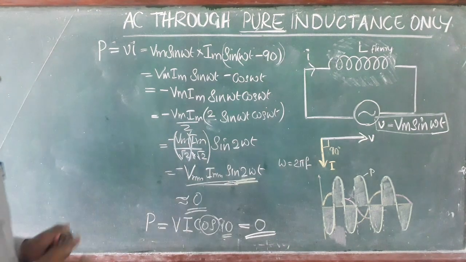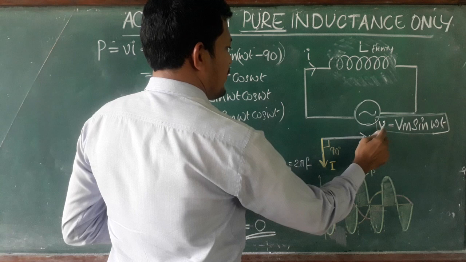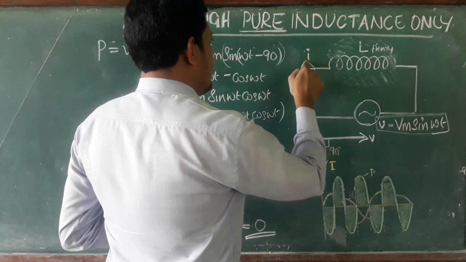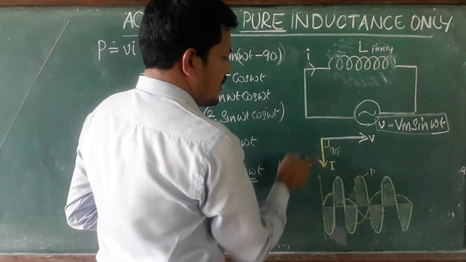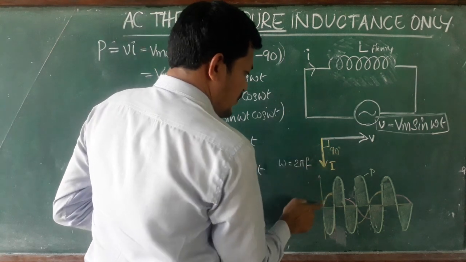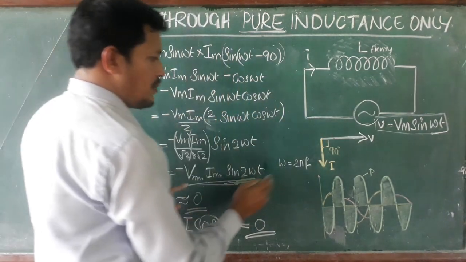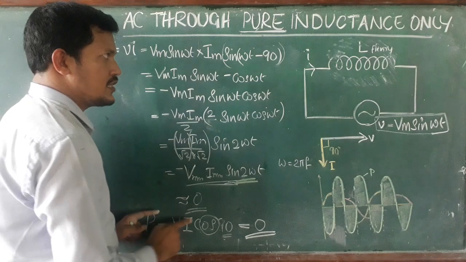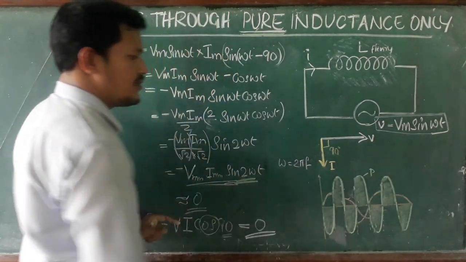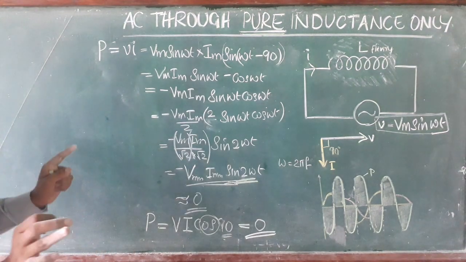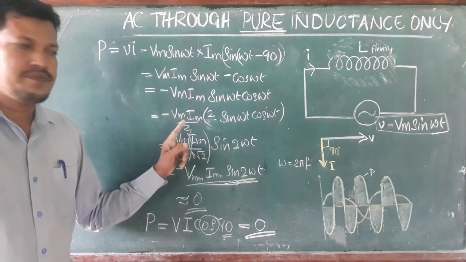So we studied an inductor: we supplied a voltage, and we found the current expression. From the current expression we drew the phasor diagram and the waveforms. From the expression we found the power also. Power we calculated becomes 0 in the pure inductance. Clear? And we also proved in the waveform that the power becomes 0. So this is AC through a pure inductance only circuit.